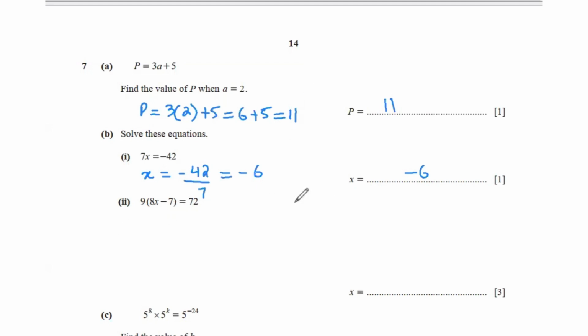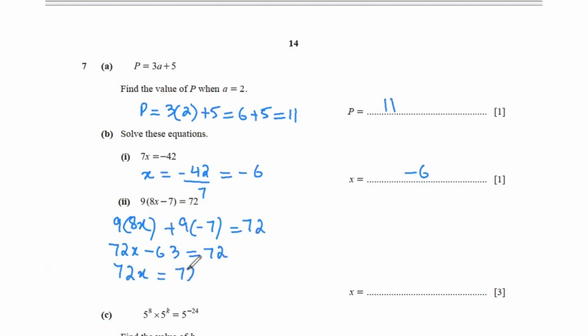Then the next part, we have an equation, 9 times (8x minus 7) equals 72. So whenever we have a bracket and there's something written outside the bracket, you always multiply it with the terms inside the bracket, which means it's going to be 9 times 8x, then plus 9 times negative 7 equals 72. 72x minus 63 equals 72.